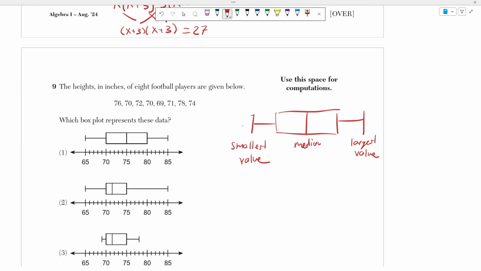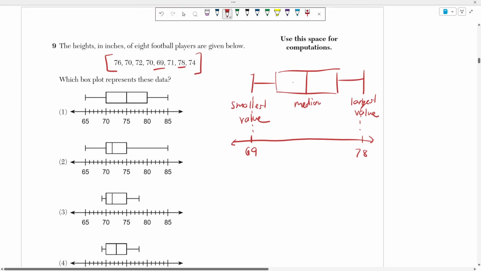So in this case, if I wanted to construct one of these charts by myself, my leftmost line has to land on the smallest value in my data. The smallest value in my data is 69, so I know that this whisker, or this line, has to line up to 69 on this number line. And the same thing with the largest value. My largest value here is 78, so I know that this whisker has to line up with 78 on my number line.